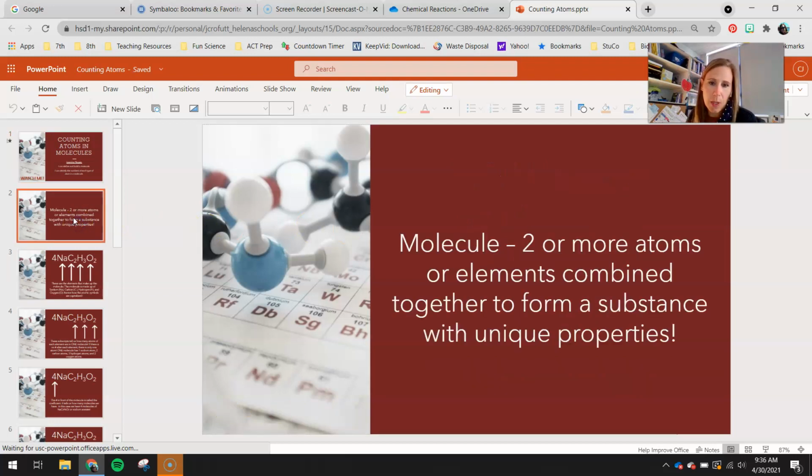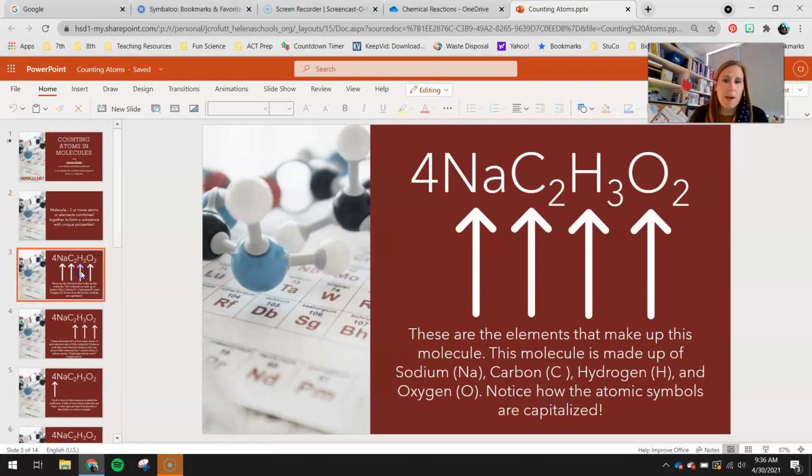So first of all, let's talk a little bit about molecules. So we've been learning about molecules this week. A molecule is 2 or more atoms or elements combined together to form a substance with unique properties. So it could be 2 atoms of the same element, or it could be multiple atoms of different elements to form a molecule. All right, so here is an example of a molecular formula right here.